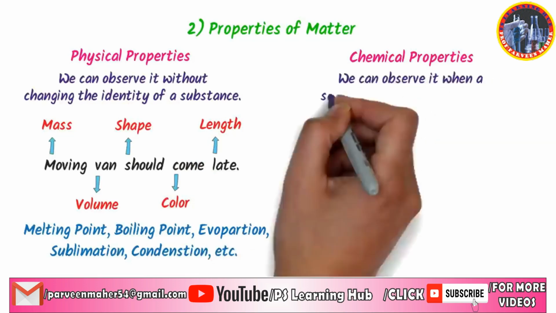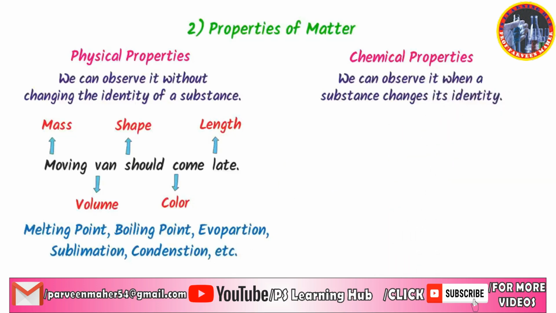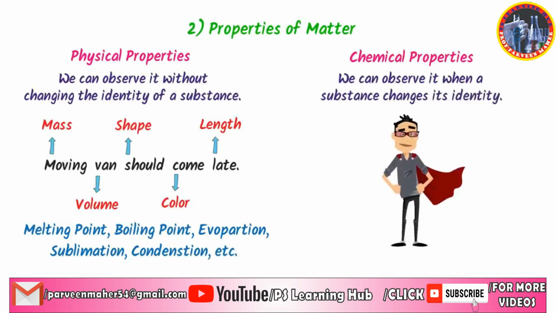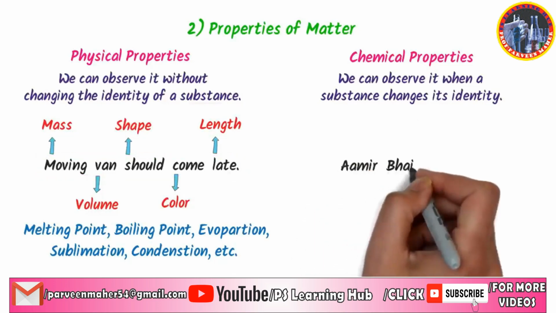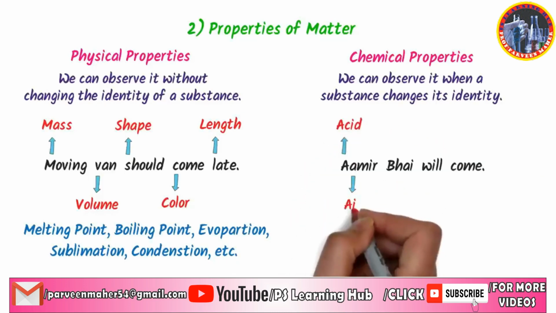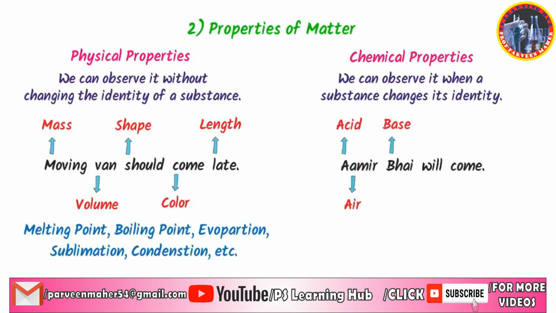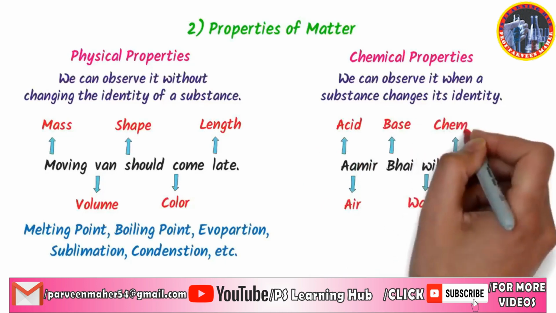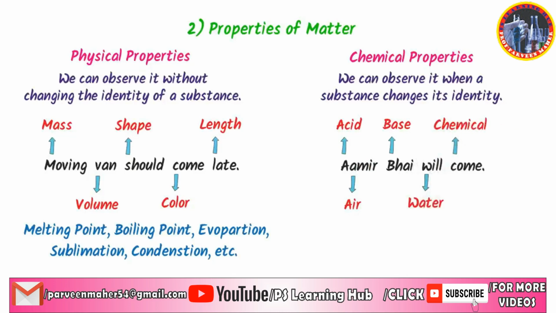We can observe chemical properties when a substance changes its state. Now how can we remember chemical properties? Well, we say that moving van should come late. In case of chemical property, we say that Amir bhai will come. Here, A stands for acid, S stands for air, B stands for base, W stands for water, C stands for chemical. So a reaction of acid, reaction of air, reaction of base, reaction of water, and reaction of chemicals all possess chemical properties. Thus note down physical properties and chemical properties.